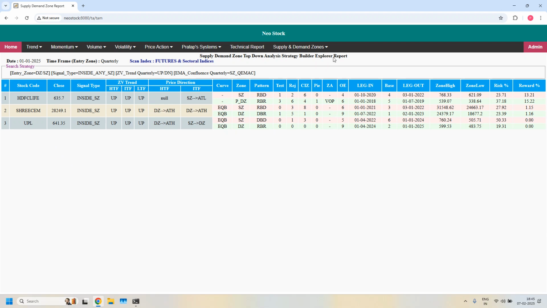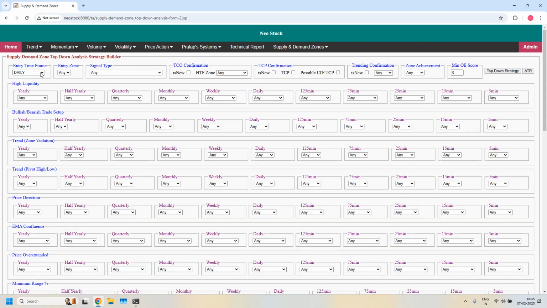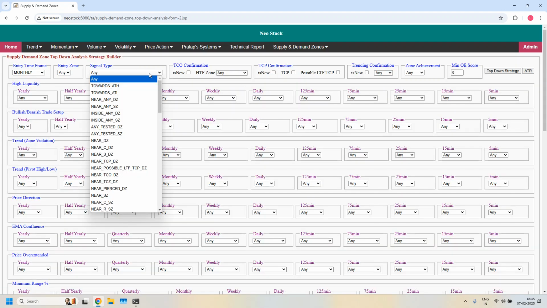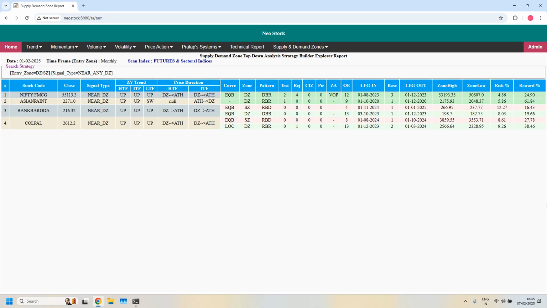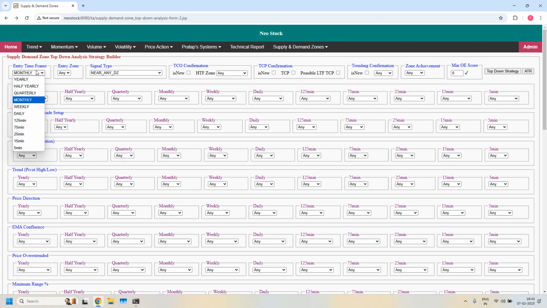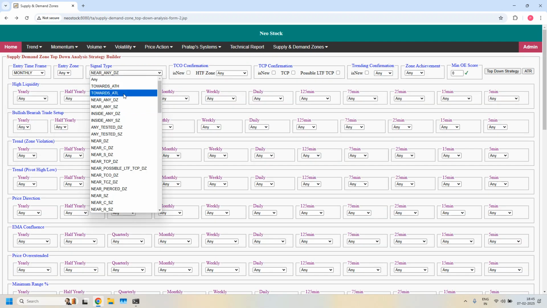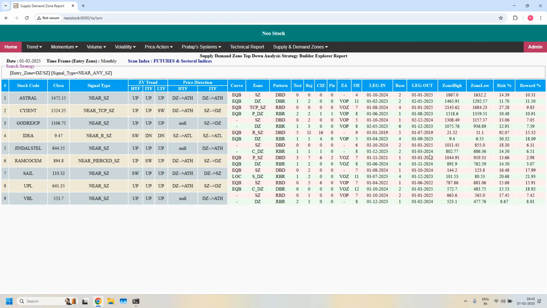Next time frame is monthly. Stocks near monthly demand zone. We got 4 stocks. Next, monthly time frame. Stocks near monthly supply zone. We got 9 stocks.